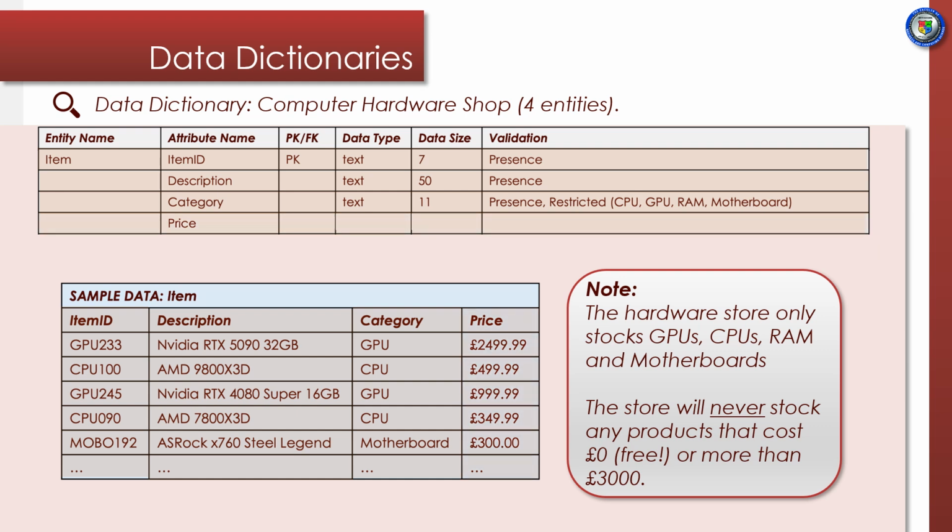Finally, we move on to price, and that is number, and remember that currency is a subset of the number data type. And we are going to ensure that we have a range here, presence check and a range check that is greater than 0 and less than 3,000.